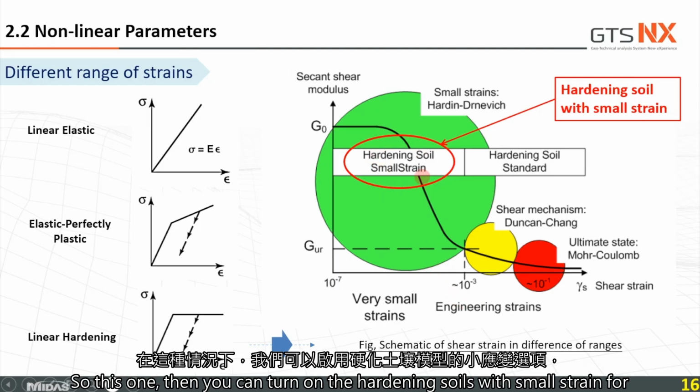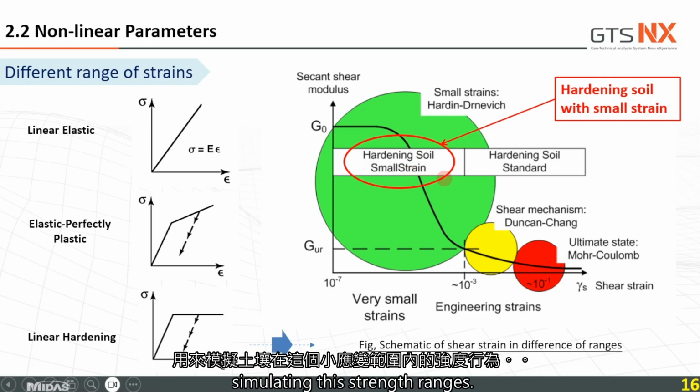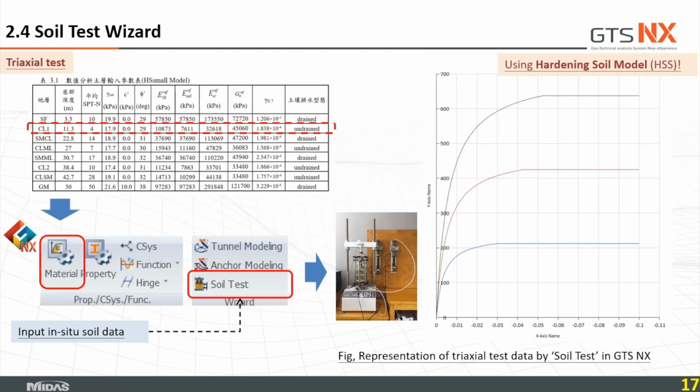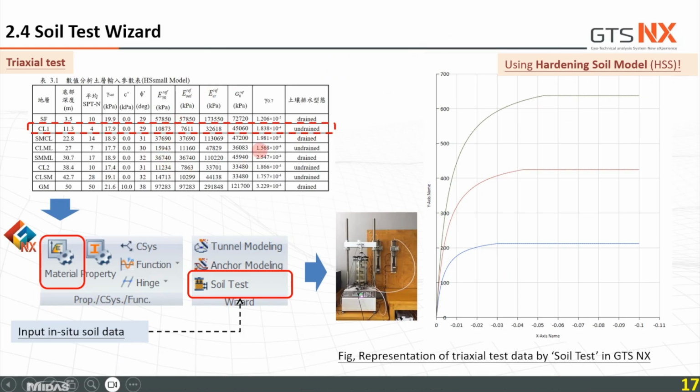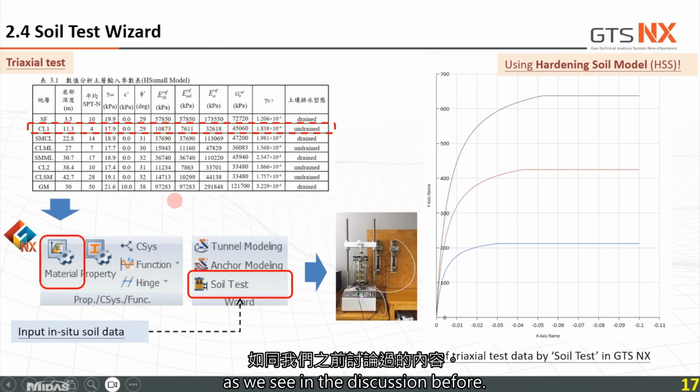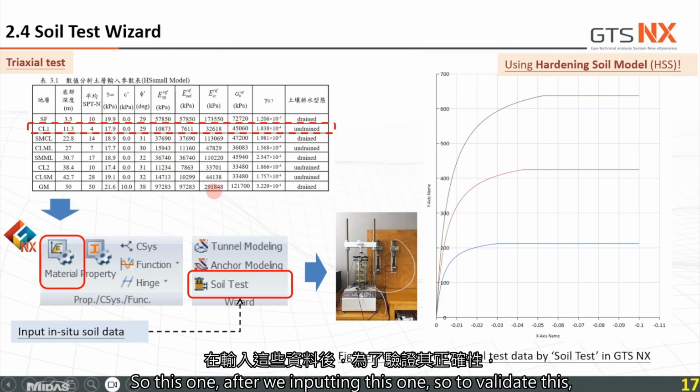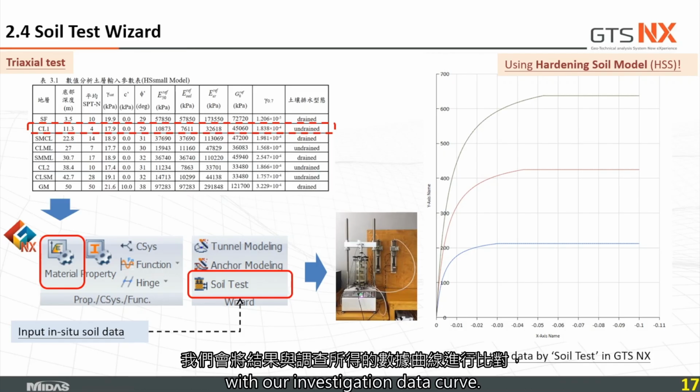So with this one, you can turn on the hardening soils with more strength for simulating these strain ranges. About the soil test wizard: here is the input table, as we saw in the discussion before. After we input this, we validate it against our investigation data curve.